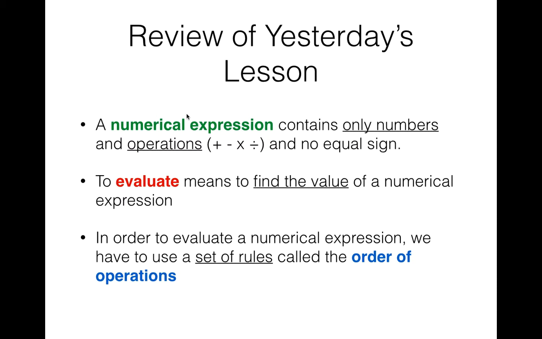So yesterday we reviewed, this is a review of yesterday. We learned that numerical expressions contain only numbers and operations, these right here, and they have no equal sign. We learned another vocabulary word. To evaluate means to find the value of something. In order to evaluate a numerical expression, we have to use a set of rules called the order of operations.